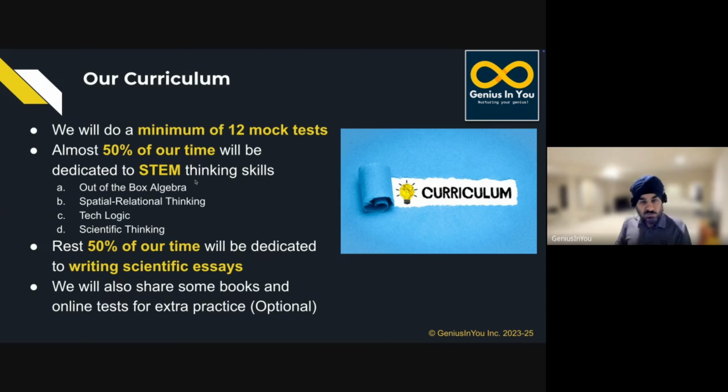So I think this is something which I already covered. 12 tests, 50% will be dedicated to STEM, 50% to essays. But as I told you, I have seen for the last three years, when students come into my course, they don't know what to write, except some exceptional students. A lot of students don't know what to write. If I give them an essay, they will give me back 4 lines or 5 lines. That's all.